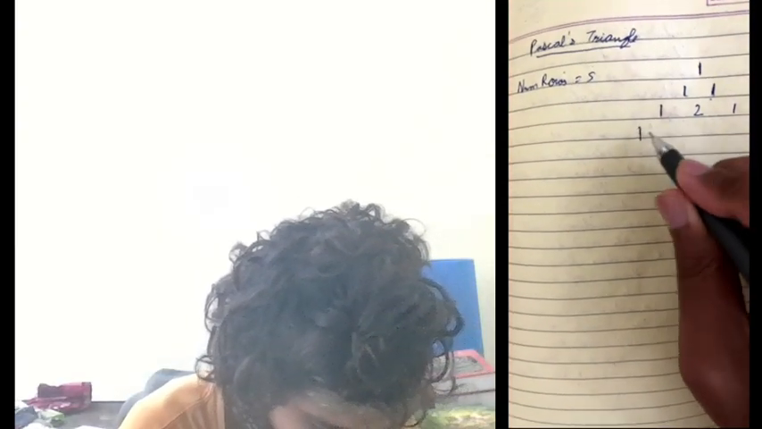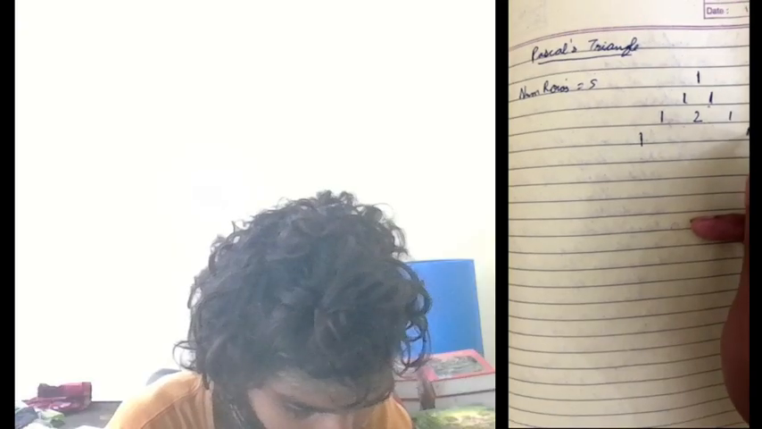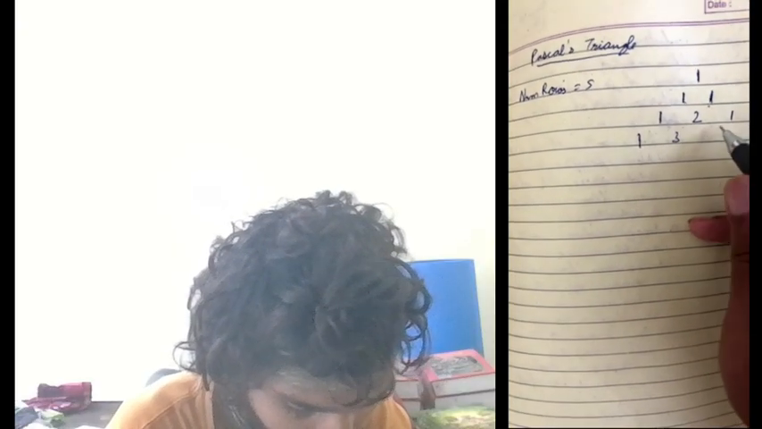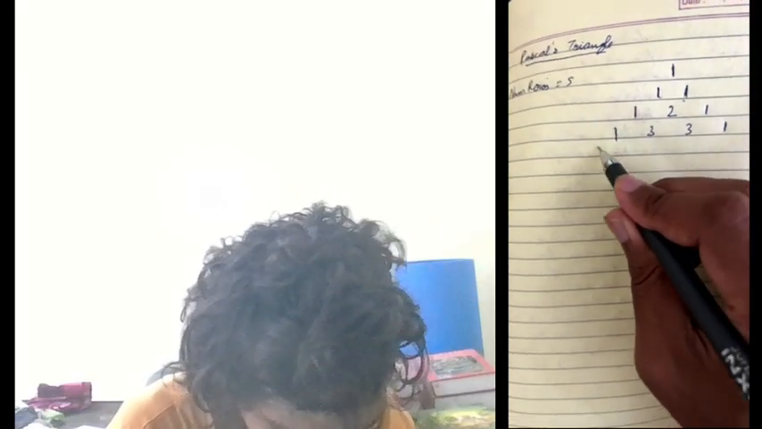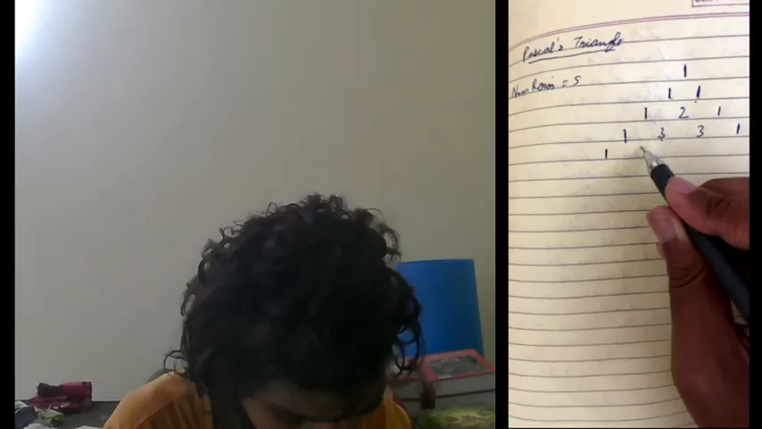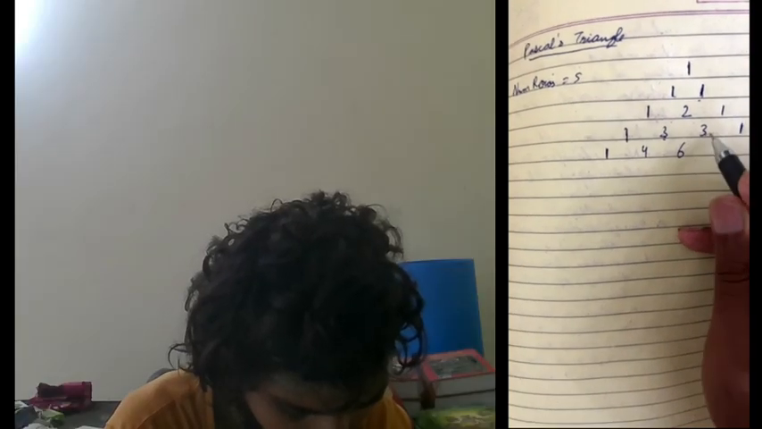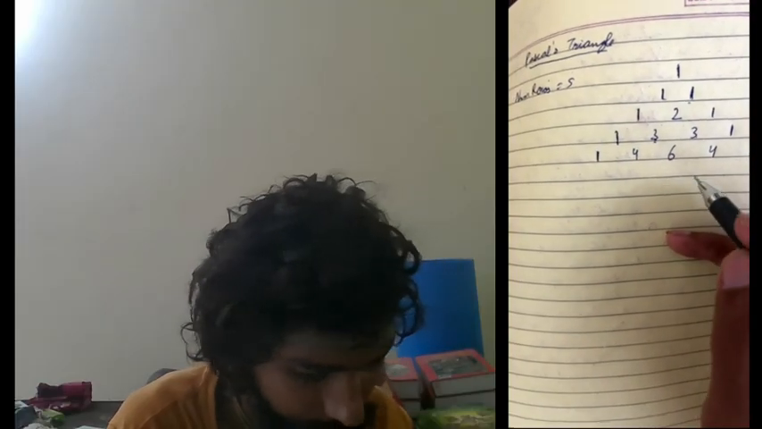It will be 1 and last will be 1. This number will be 3 and this number will be 3. After this will be the fifth row. Then the ends will be 1. This will be 1 plus 3 is 4, 3 plus 3 is 6, and 3 plus 1 is 4. So this will be our complete Pascal's triangle.